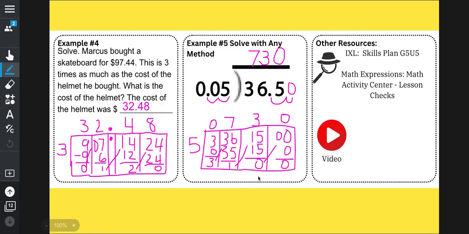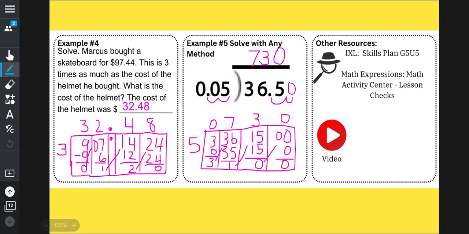The next one, if we solve with any method, we do not want to divide by 0.05. So we're going to move that, and we move it 2 spots to get it to the end of the problem, which means we need to move the inside 2 spots. Notice we had to add a 0 at the end of this. You must add this 0. If you do not, you will end up with a wrong answer. You would end up with 73, and that would be too small. We then divide our 3,650 by 5, and we get 730.